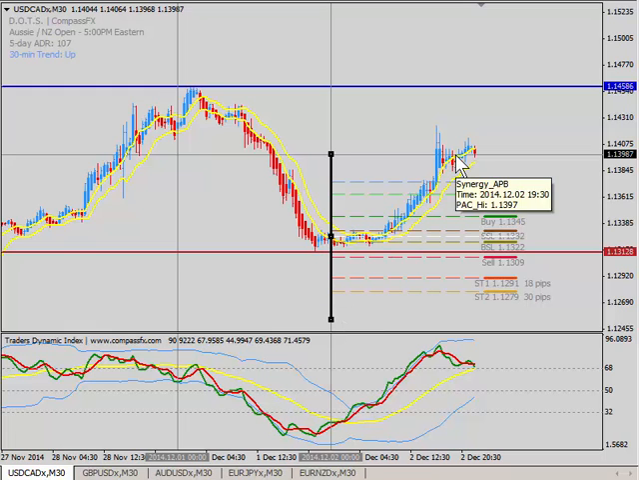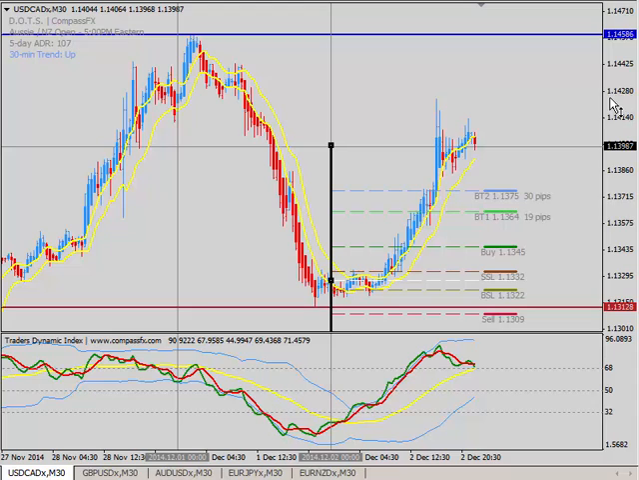But the market goes back up, and isn't this interesting? Notice how the market pushed up a little bit above but settled right near the high of the bar that we just moved. And you can do this technique over and over again.